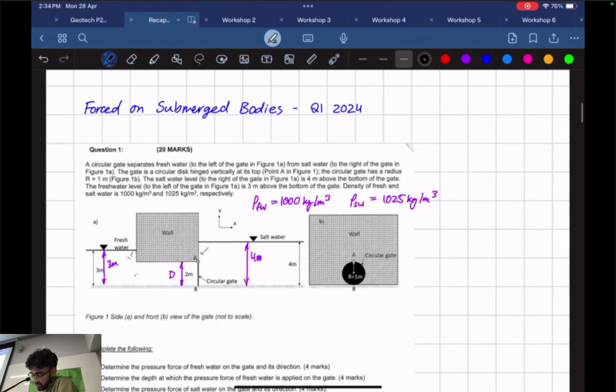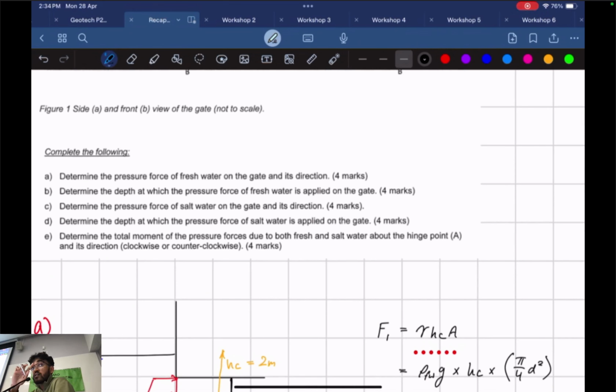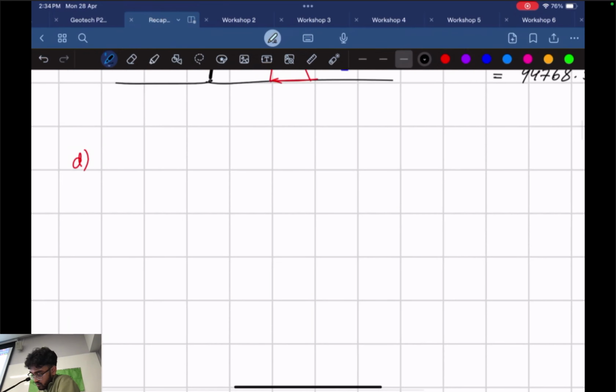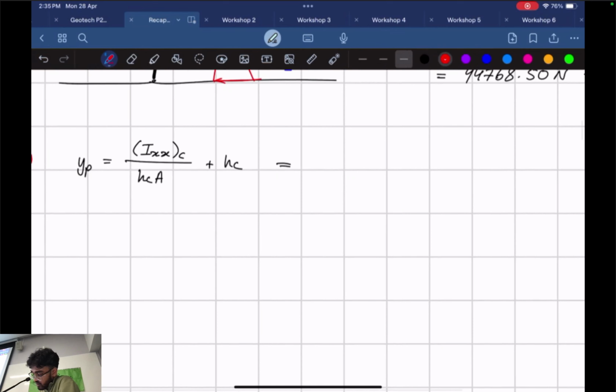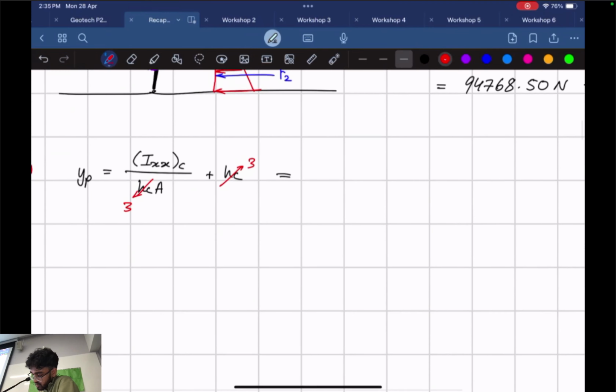Hey, part D. So the depth, again, looking at the right-hand side now. So YP is going to be equal to IXXC over HC A plus HC. In this case, we've already got everything except for HC. HC is going to be 3, I think. Yeah, it is. So subbing it into our calculator, 0.758 divided by 3 times pi on 4 times 2 squared plus 3. We get, oh wait, one sec.